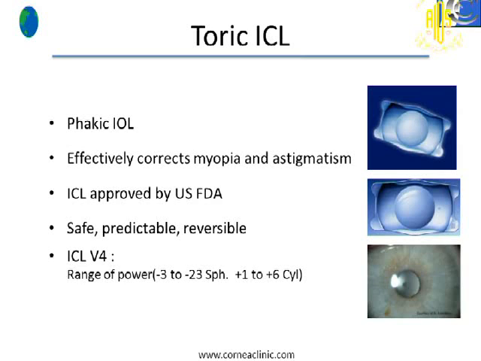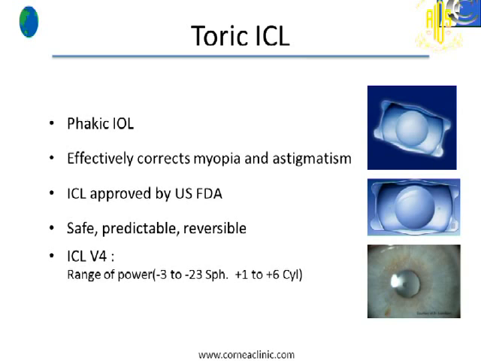Encouraged by these reports, we also started doing phakic IOLs for a small subset of keratoconus patients who had good best spectacle corrected visual acuity. Initially, we were using the Verisyse lens because at that time we didn't have the STAAR ICL available with us. And once we got the toric ICL, we moved on to using the STAAR toric ICL. So phakic IOL effectively corrects a wide range of myopia and astigmatism.